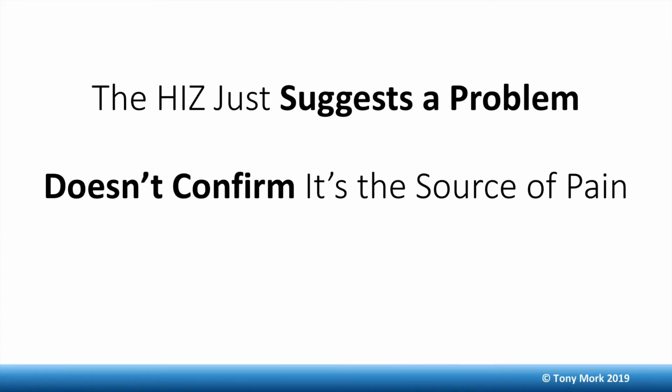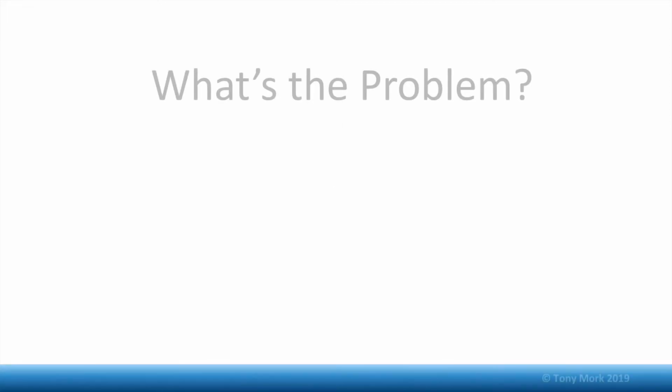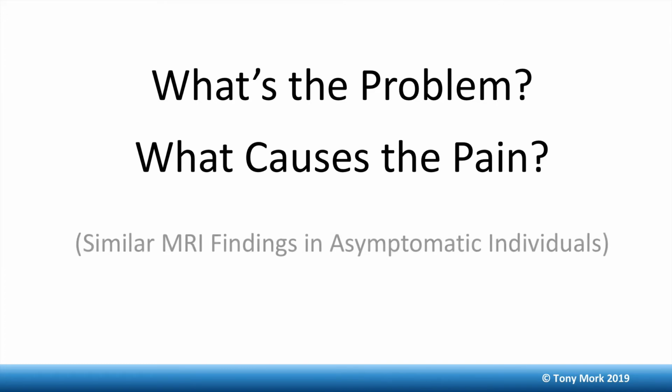The high intensity zone just suggests a problem. It doesn't confirm it's the source of pain. So there isn't really a surefire 100% way to know that an annular tear causes axial back pain. Well, what's the problem? What causes the pain, given the fact that there are similar MRI findings in asymptomatic individuals?